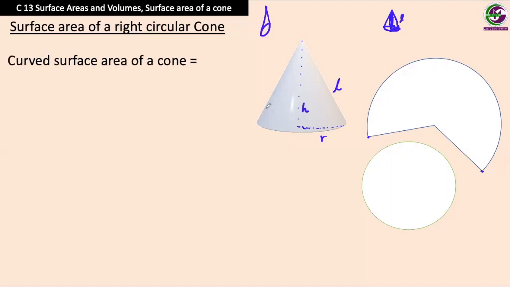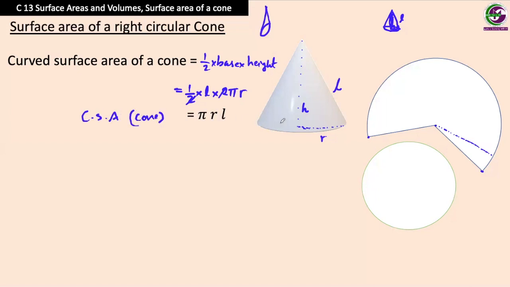Now, how to find the curved surface area of a cone? The curved surface area of a cone, it is actually from this sector, and this sector can be considered as many triangles. So we can apply the area of a triangle, and you know the area of a triangle is half times base times height. So half times slant height times circumference of the circle, which is 2 pi r. You can cancel 2 and 2. So finally, the curved surface area of a cone is L times pi times r, or pi r L. This is the curved surface area of a cone.